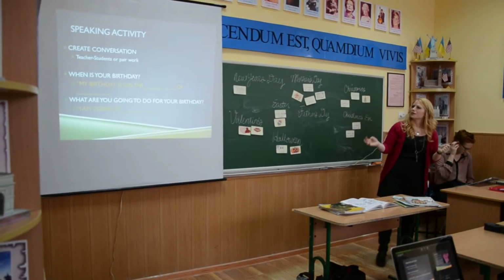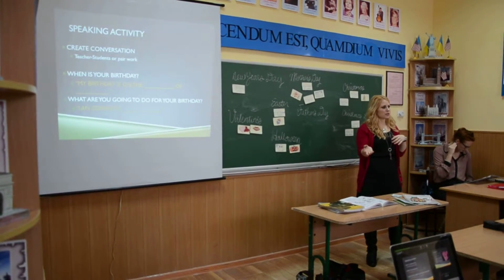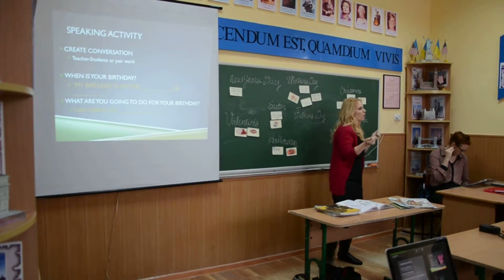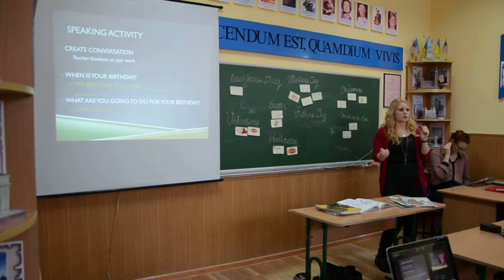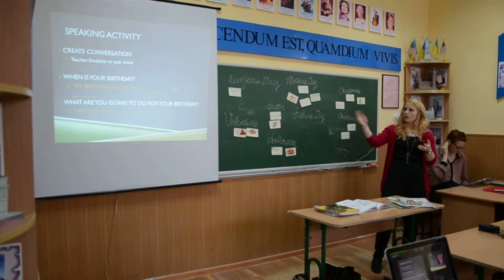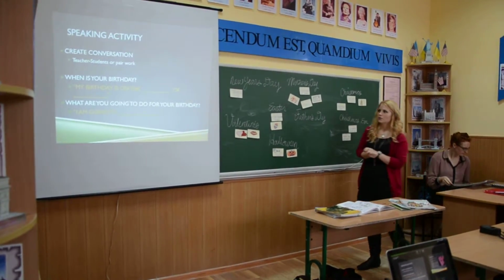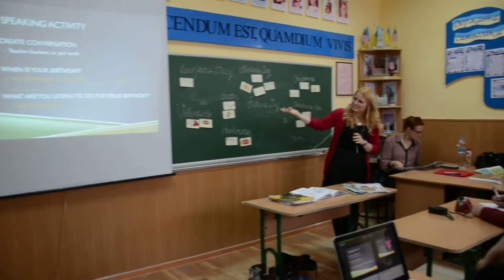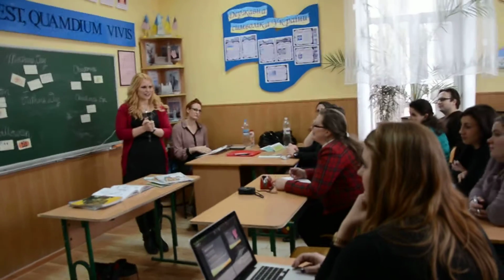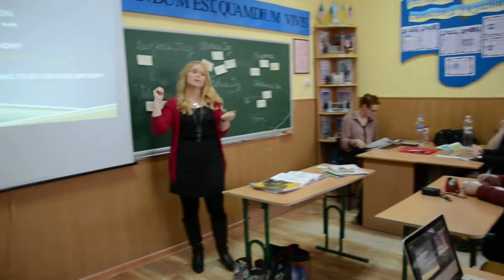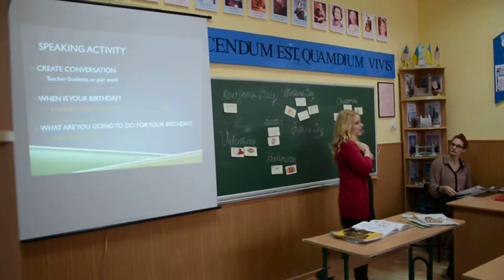This could be either a teacher to student conversation, where the teacher's part is white and the students' part is yellow, obviously, or work in pairs. For a little bit more advanced kids that can work independently well, pairs is just fine. So for example, when is your birthday? My birthday is in August. Or they can use this as an example: My birthday is on the 6th of January.